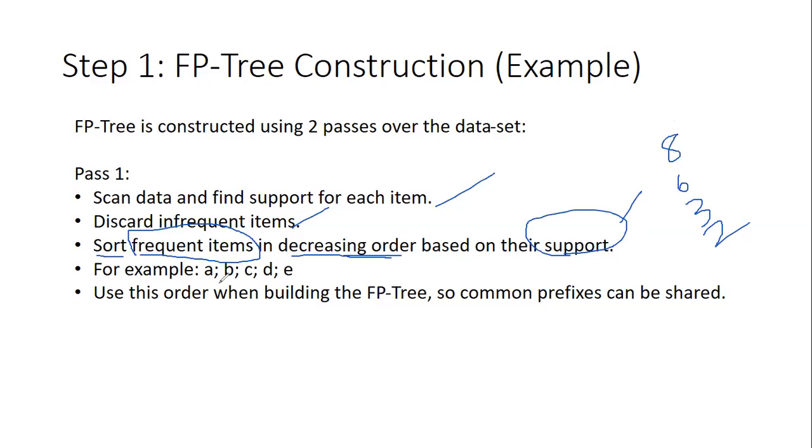Say, for example, here the items A, B, C, D, E are arranged in decreasing order based on the support count. Use this order when building the FP tree, so that the common prefixes can be shared. Why do we have to use decreasing order? The reason is that we will be sharing the common prefixes. Hope it is clear for you. Next we move on to the next slide.